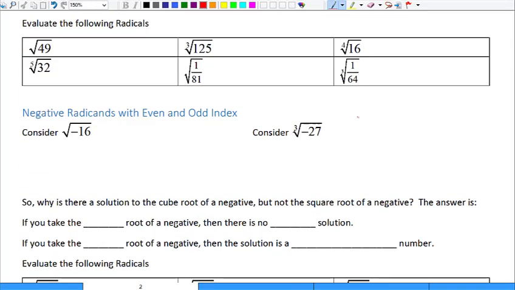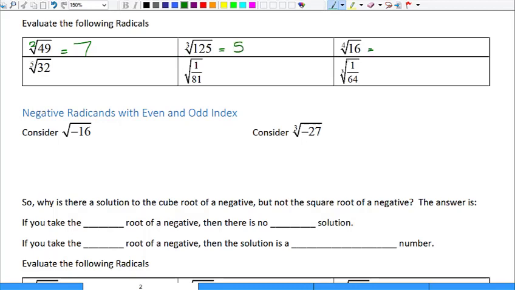So the next one, I'm just going to practice: what is the square root of 49? There's an invisible index of 2 here, so what number multiplied by itself twice gets you 49? That answer is 7. The next one, what's the cube root of 125? What number multiplied by itself 3 times gets 125? And that's 5. The fourth root of 16.